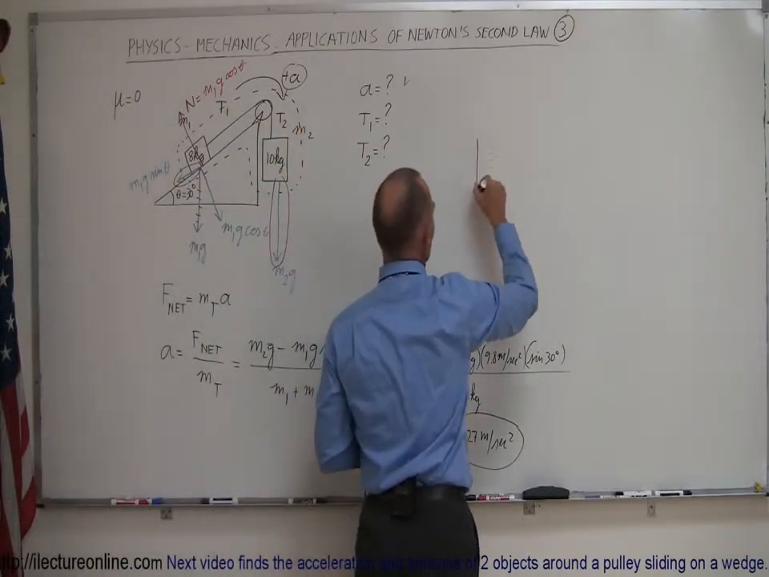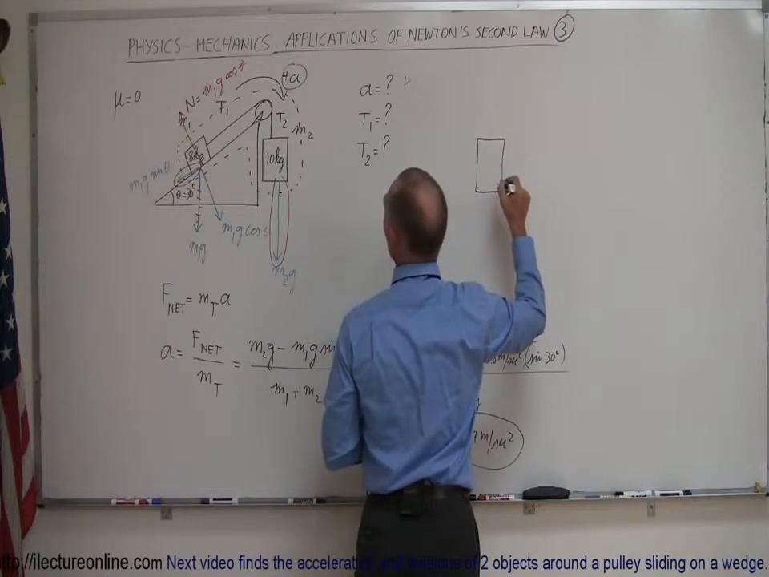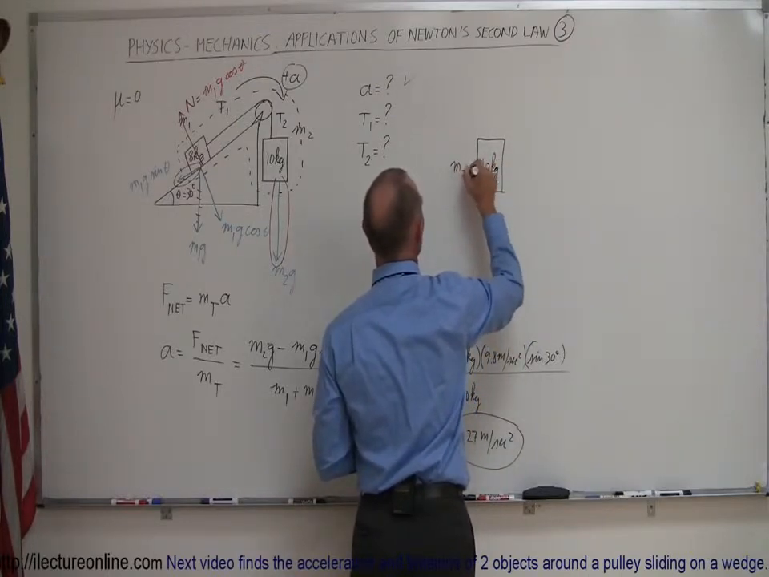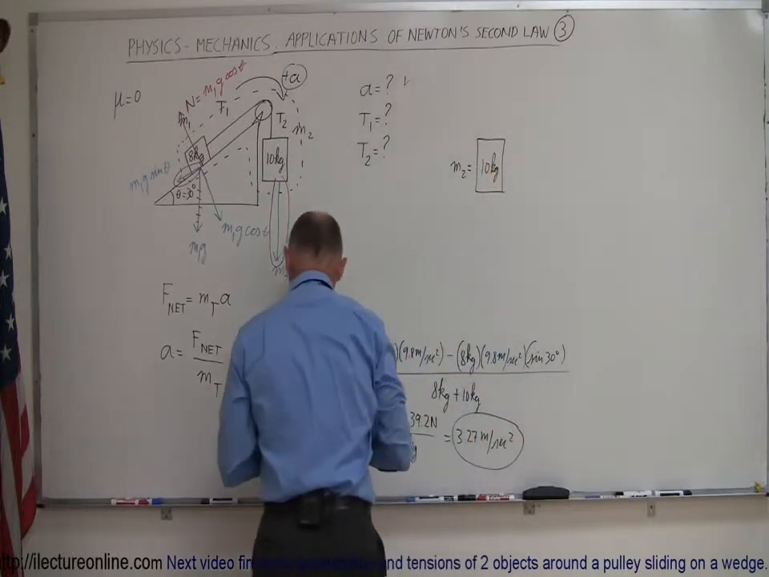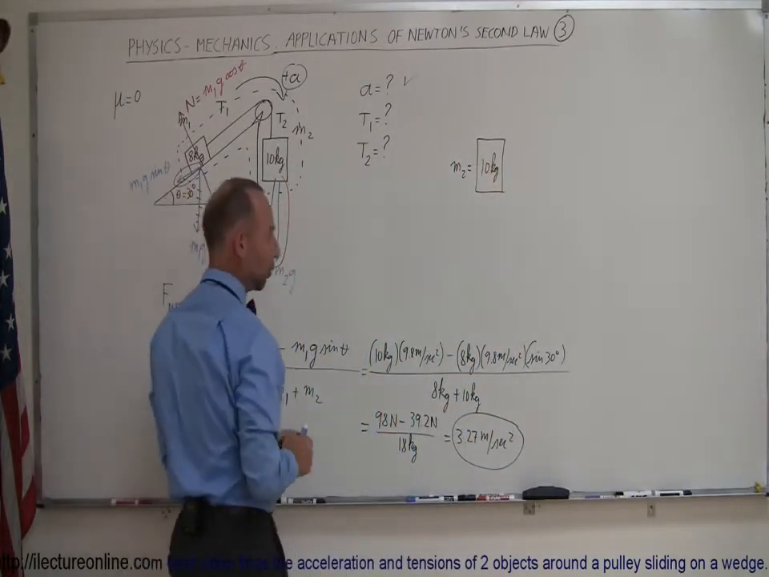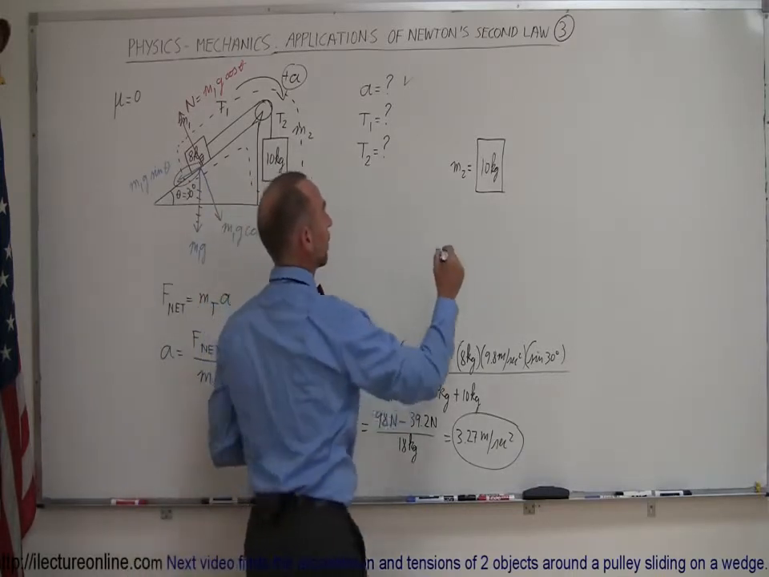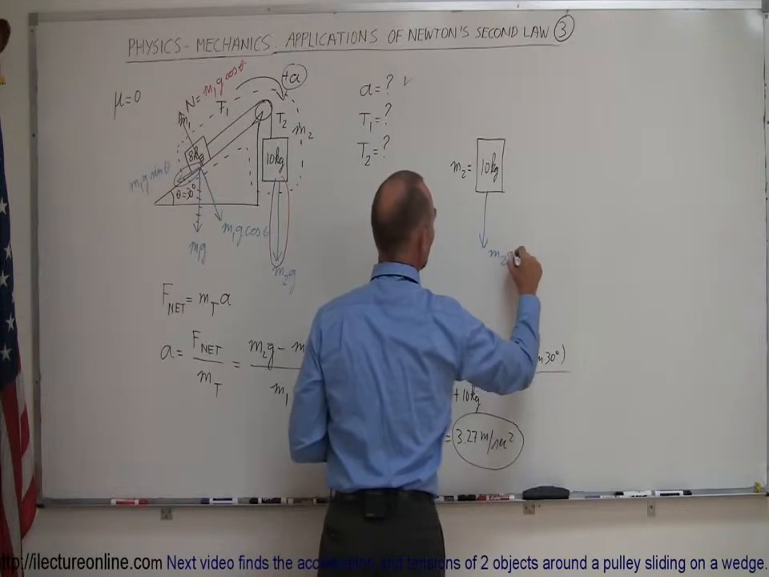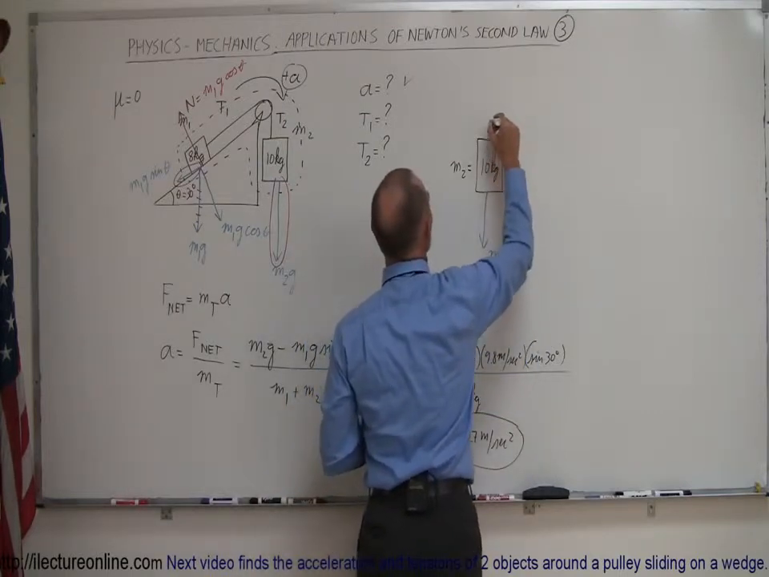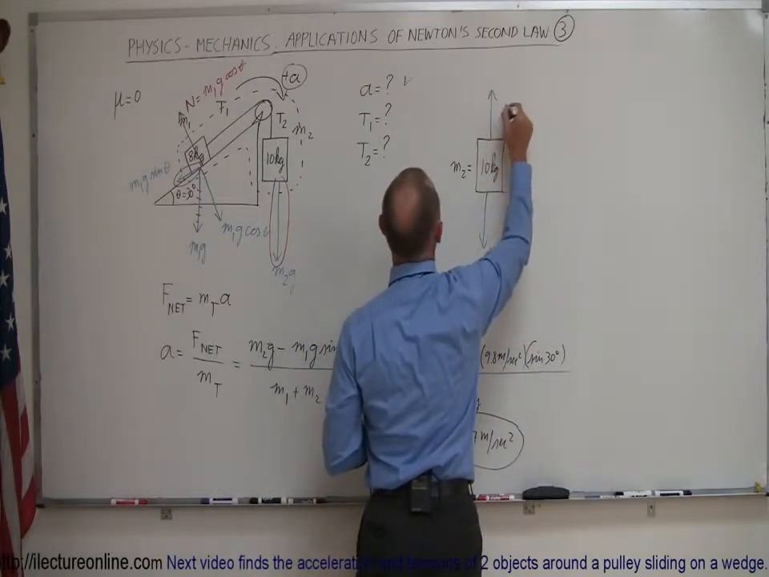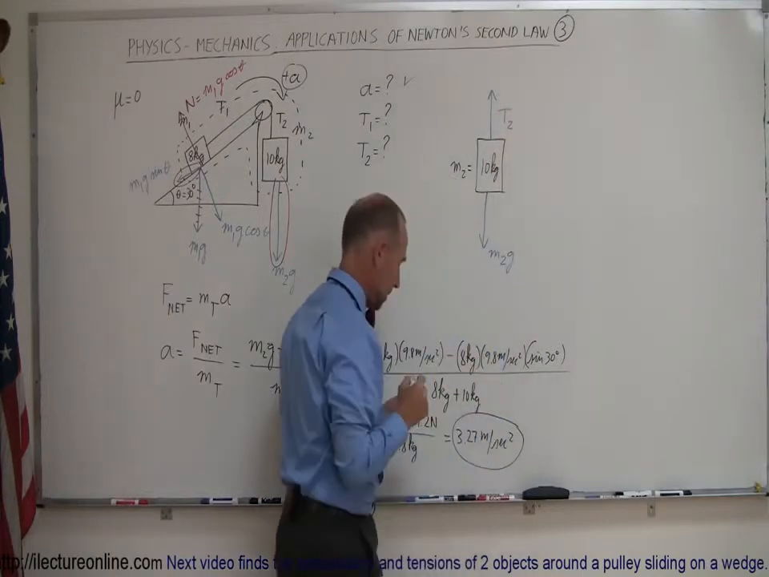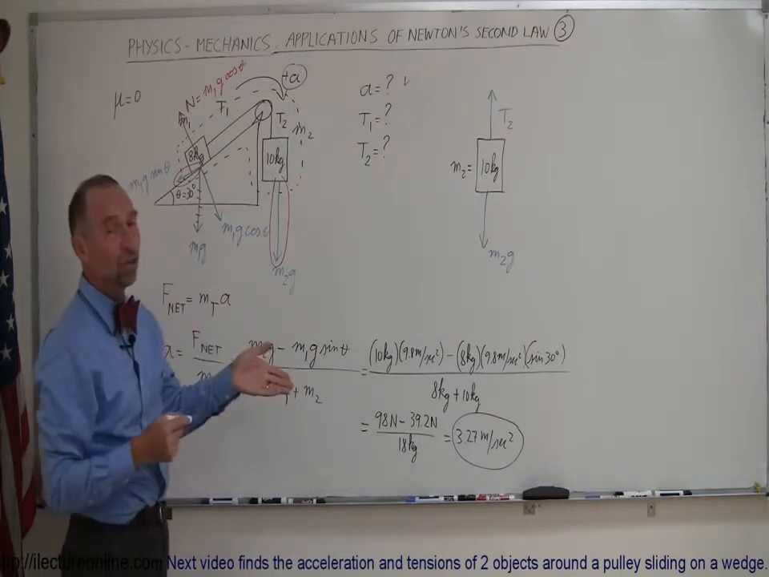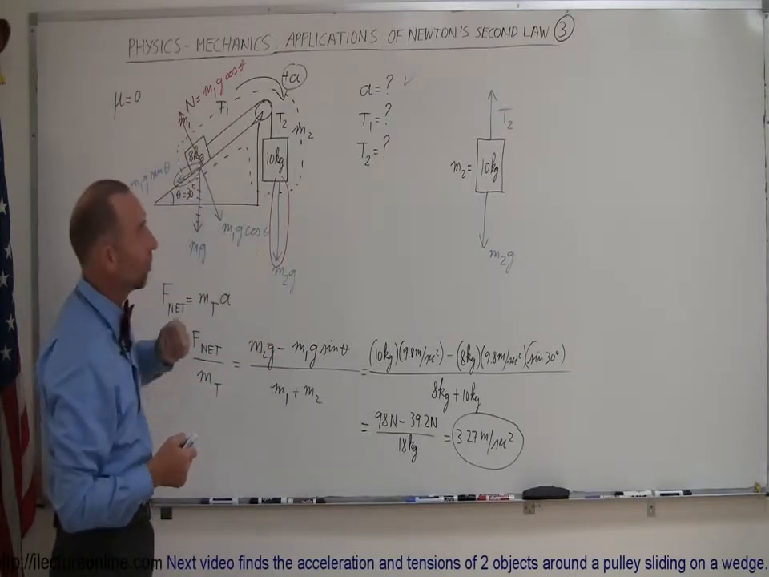So, take the mass, m2 at 10 kilograms, and I have the force of gravity pulling down on it. I like to use blue for that. So I have the force this way, so it would be m2g, and then I have a force pulling upward, and that would be tension 2. Now, which of those two is bigger? Well, it appears to me that m2g should be bigger than t2 because the acceleration is in this direction, so that makes sense.